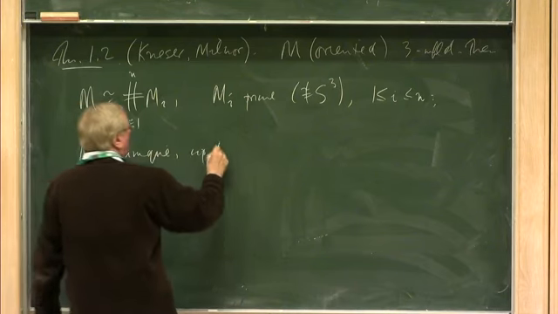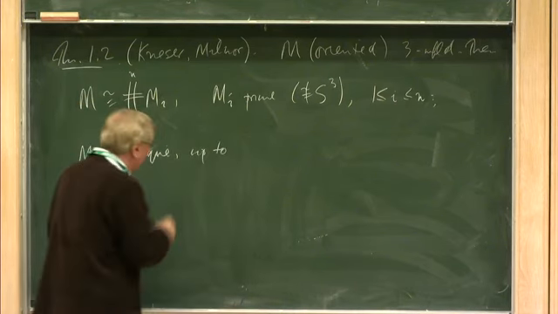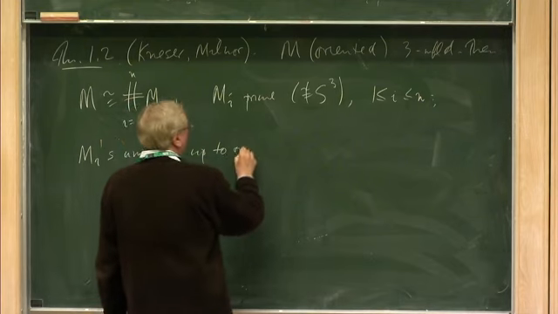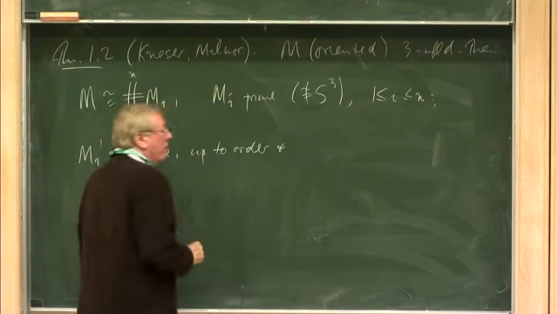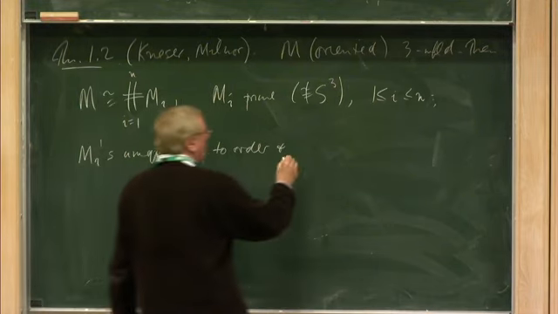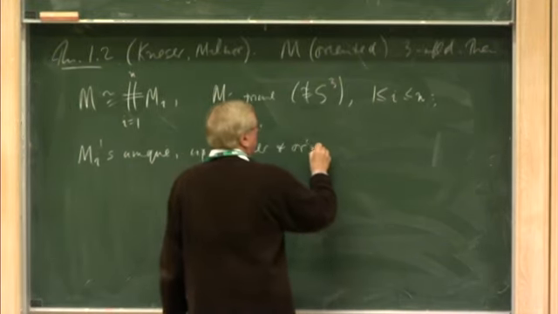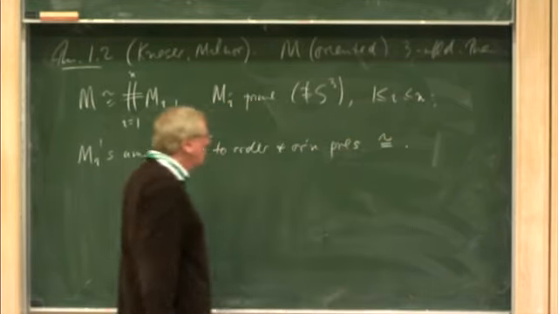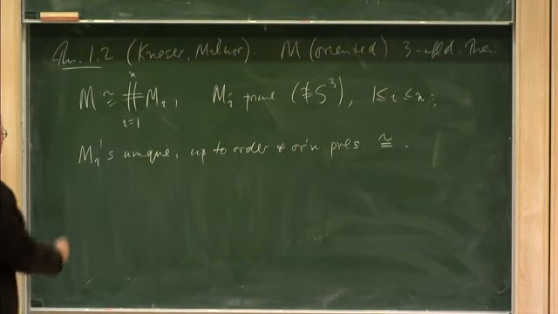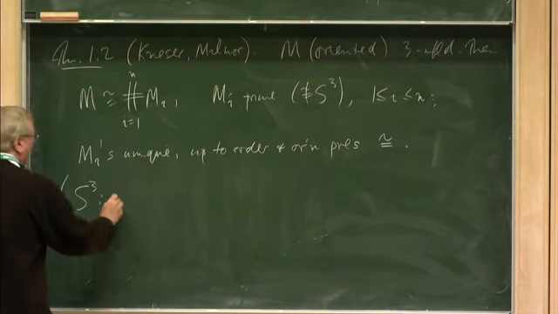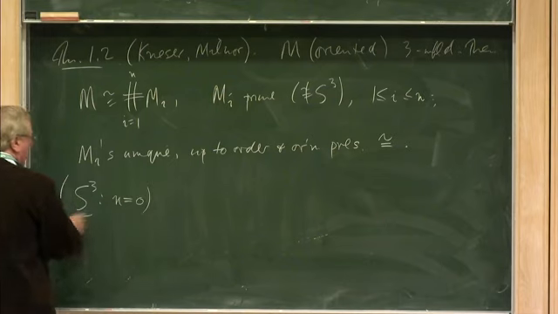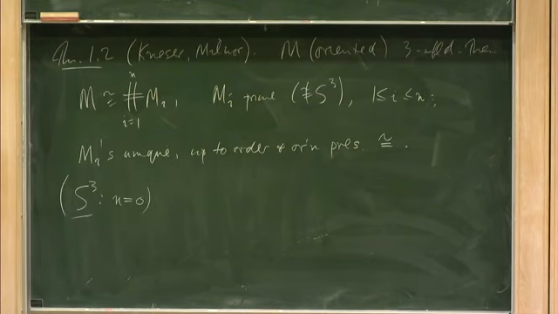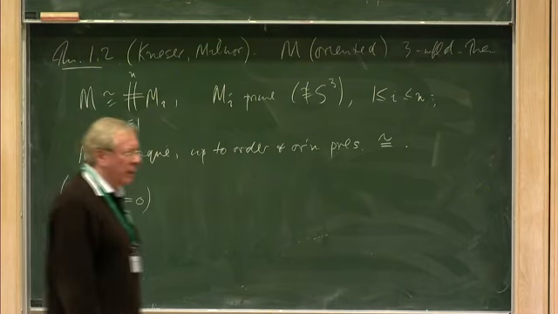Well, up to, of course, you can reorder them because connected sum is commutative, so up to order and orientation preserving homeomorphism. And of course, S^3 is the case n equals 0, just the empty connected sum. So that's the Kneser-Milnor theorem. Beautiful proof by Kneser.